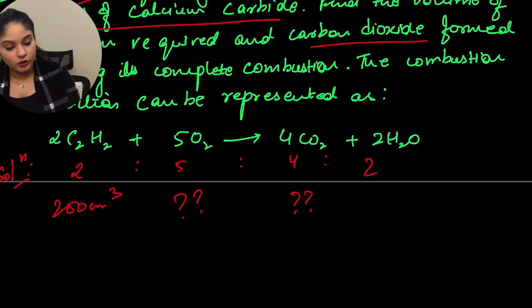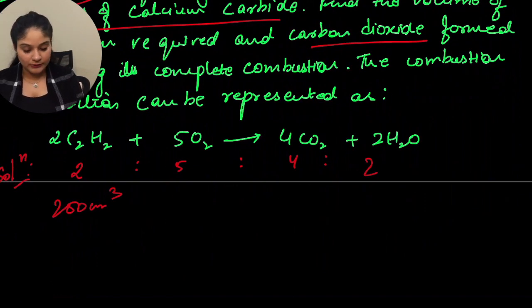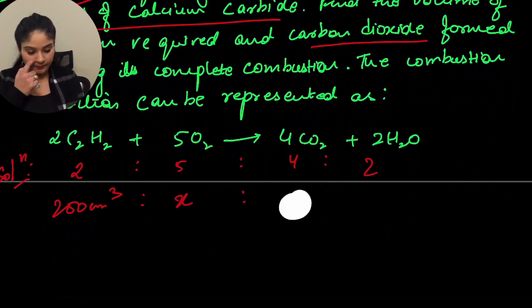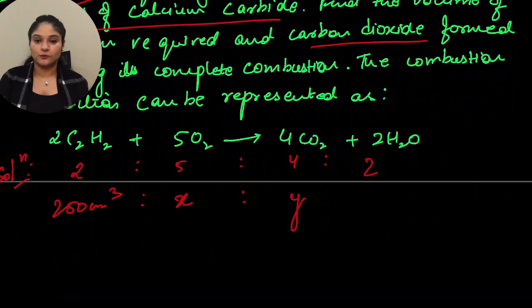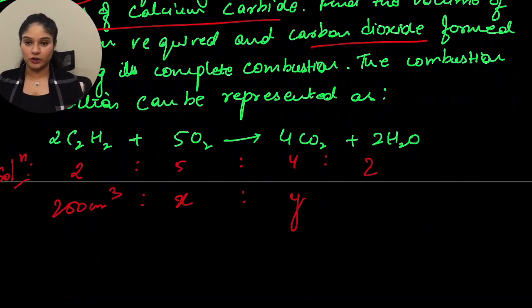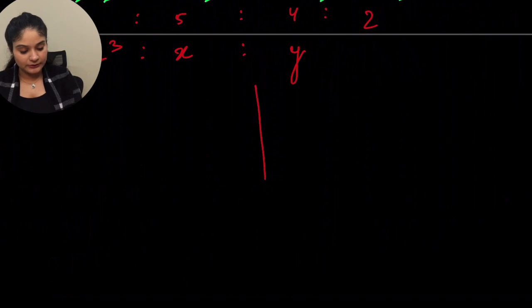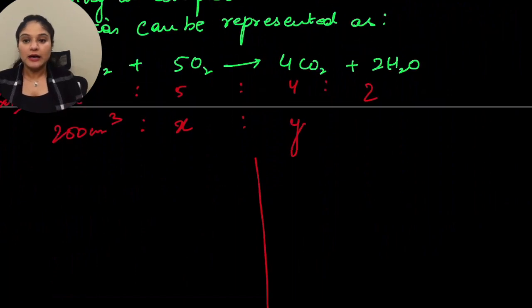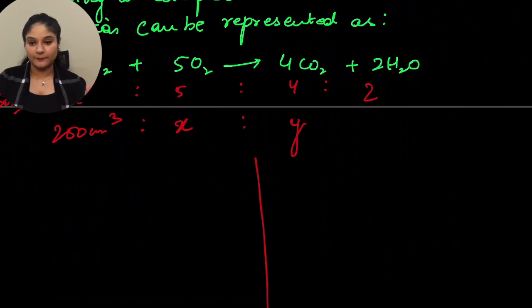Okay. So you're looking for two different things now. So let's see. So 2 is to 5 is to 4 is to 2, and the unknowns are X and Y. Now, we'll focus on one thing at a time. So first we'll work on oxygen, then we'll work on carbon dioxide. So I can easily separate this into two portions. I'm not writing the entire sentences. I'm expecting that you can write that directly in the exams also.